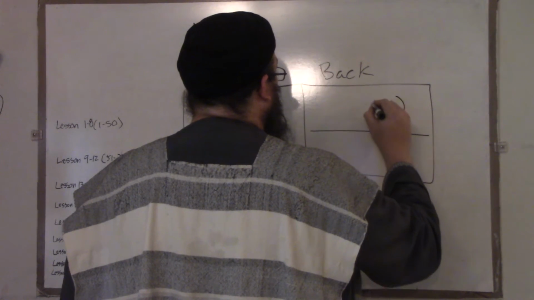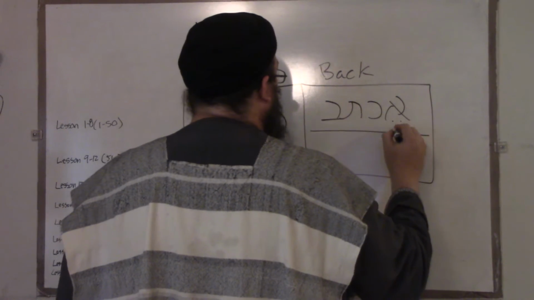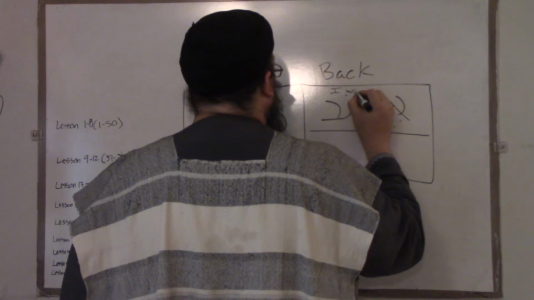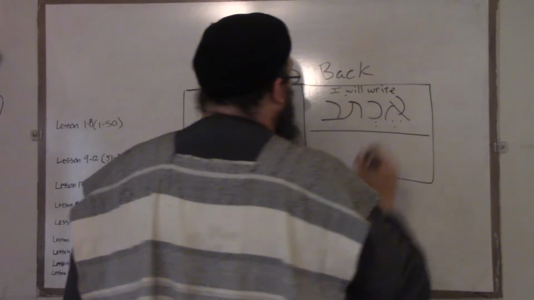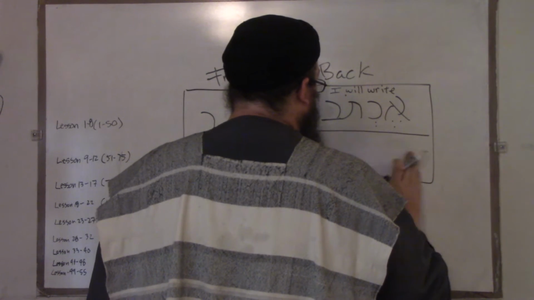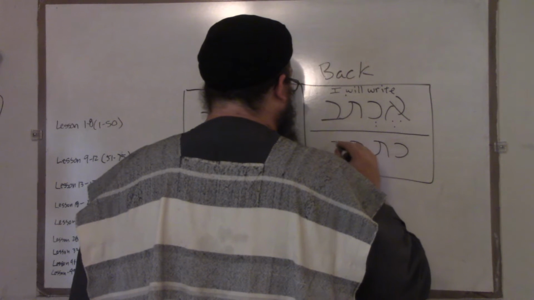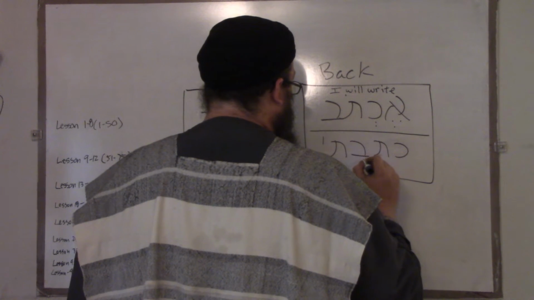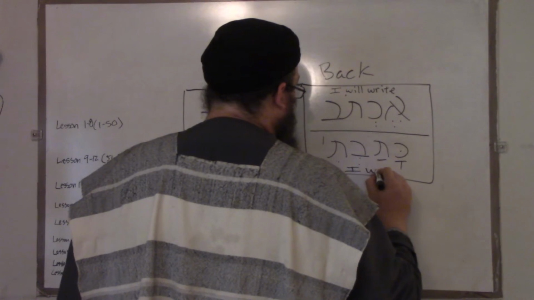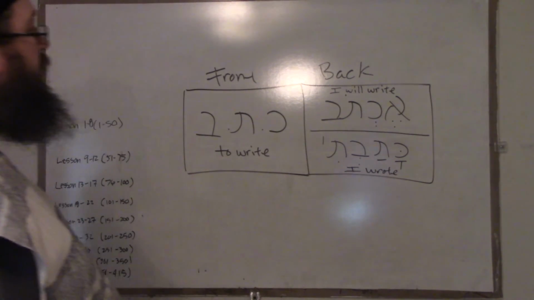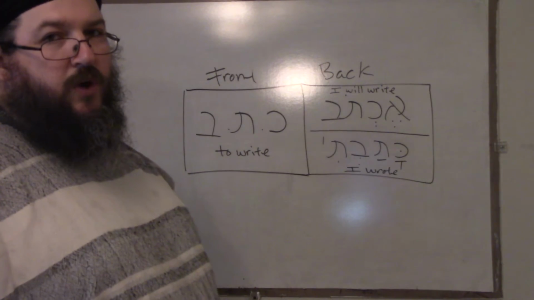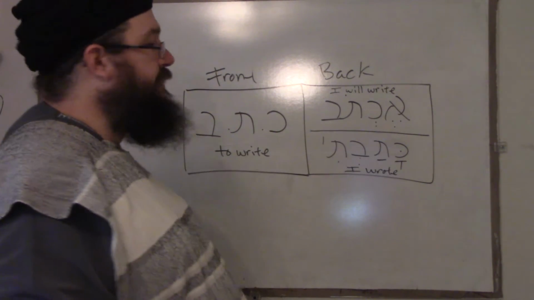On the back, if you want to, you can divide it into two parts. You could put up here your future tense, ektov, and then you will put on top, I will write, and then on the bottom you can put your past tense, katavti, and you can put the word I wrote. This way you're utilizing your index cards to help you with really getting a hold of knowing how to say it in the future as well as how to say it in the past.